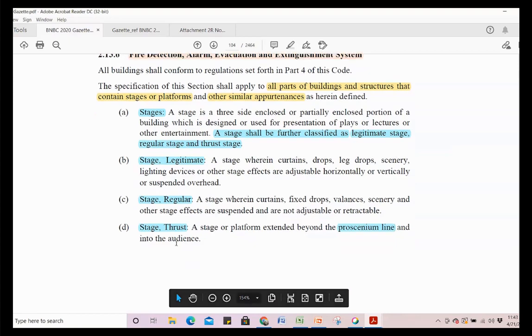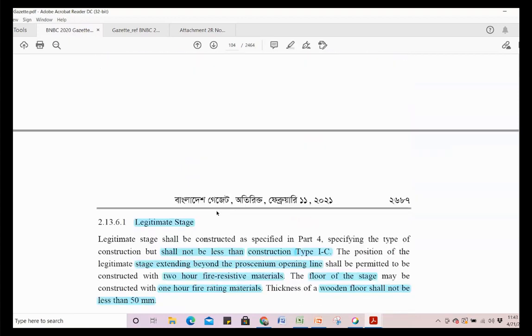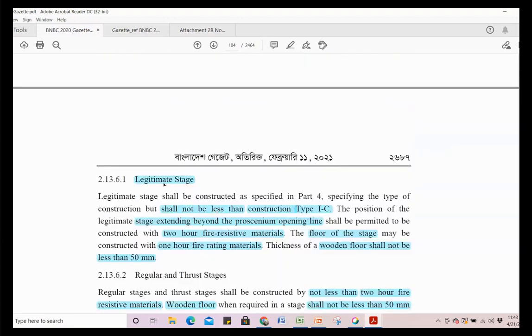So for these three types of situations, we need to take special measures. So for legitimate stage, it shall be constructed as specified by part 4 and shall not be less than construction type 1C. So at least 2 hours fire resistance with non-combustible materials.